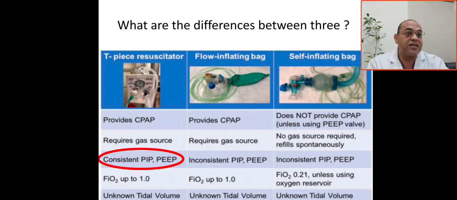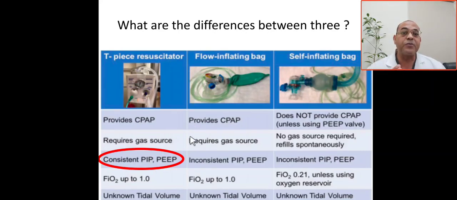But the self-inflating bag will give 40% oxygen unless you connect it to an oxygen reservoir to give you more than 90% to 100% oxygen. This is the most important point for differentiation. The second point: we finished the oxygenation, now we go to ventilation. For ventilation, we need pressure and volume. The most important part here, if you look, this is the T-piece resuscitator or the Neopuff.